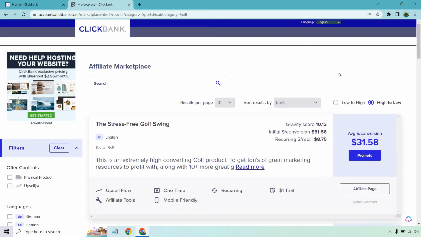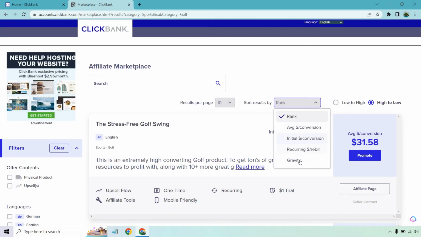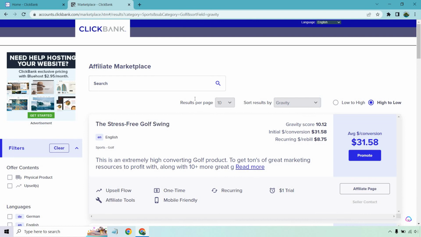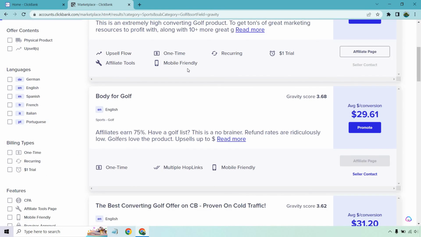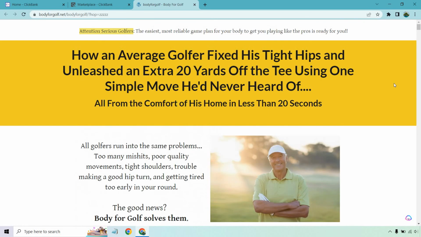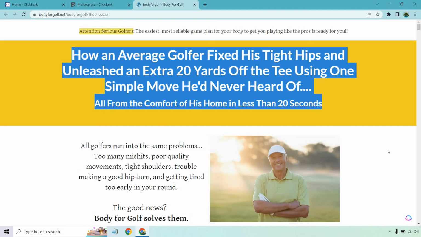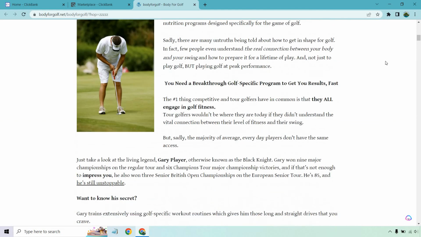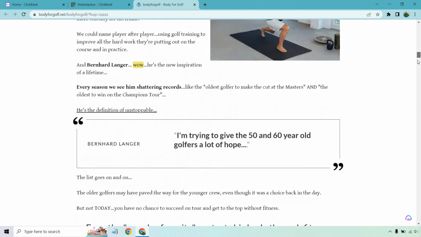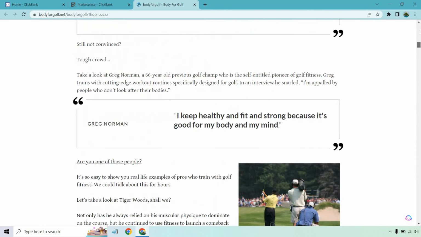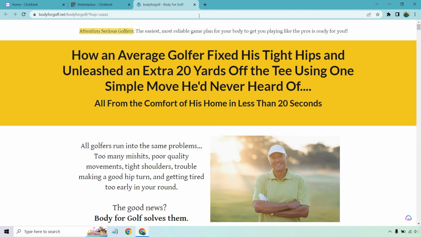But if I click on this, there's not a ton when it comes to golf here, but let's go by gravity. Stress-free golf swing, body for golf. We'll take a look at what this is. Okay, and you're going to notice a lot of these offers, especially the ebooks, are going to have a long sales letter or a VSL, which is short for a video sales letter. Pretty much a video sales letter is taking all this and turning it into a slideshow presentation with some pictures. You've probably seen them before. They're also called ugly VSLs, where it's just a white background and black text.